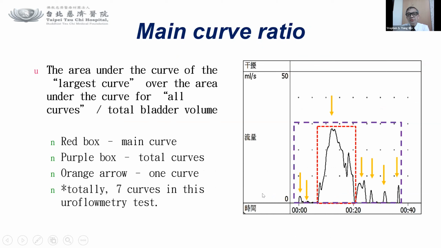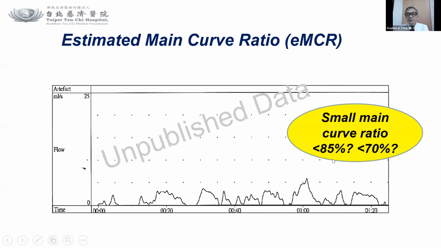So I would like to introduce the concept of main curve ratio. It means the area under the curve of the largest curve, the red box here, divided by total bladder volume. If this is less than 85%, you can consider interrupt. And if it's less than 70%, surely this is highly suggestive of interrupt.